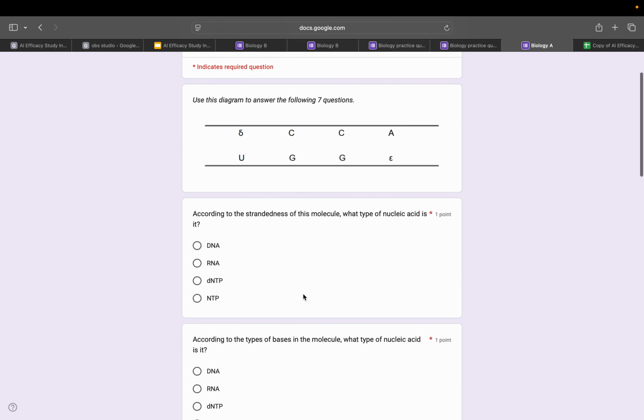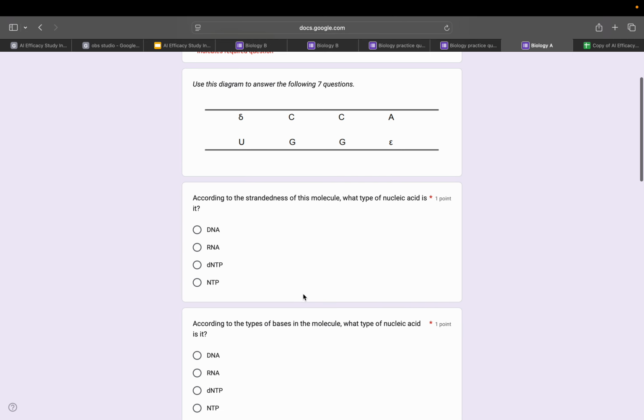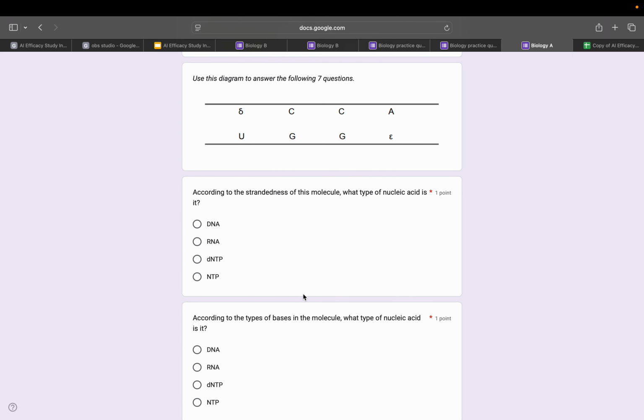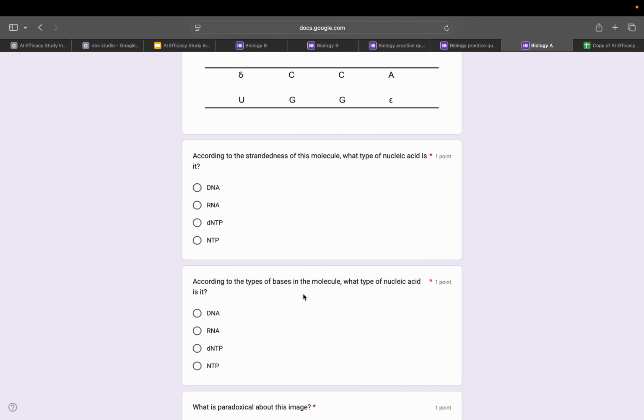Well, I'll not be able to answer this at all, I'm pretty sure, but let's go. Use this diagram to answer the following 7 questions. According to the strandedness of this molecule, what type of nucleic acid is this? This is delta CCA. Delta was TC. Okay, so I'll go with DNA.